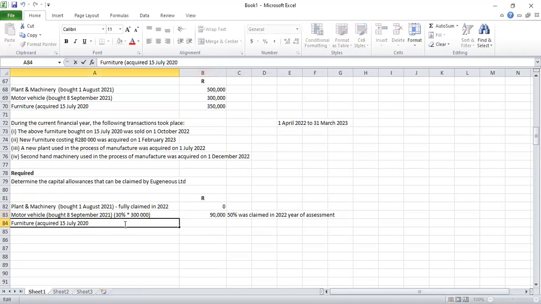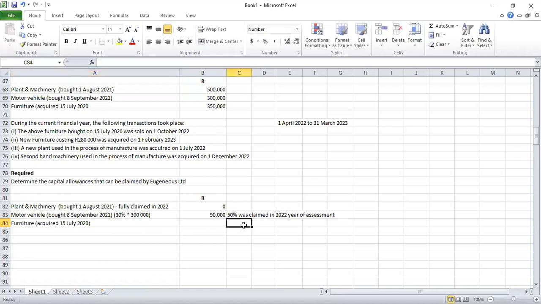Then they've got furniture acquired 15 July 2020. Furniture is not plant and machinery. Because it was bought in 2020, 50% was claimed in 2021.